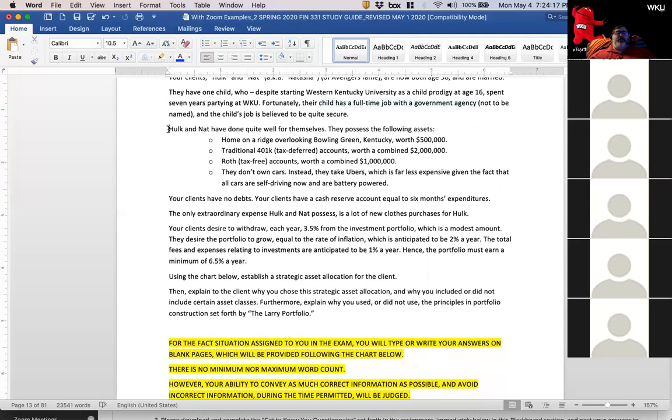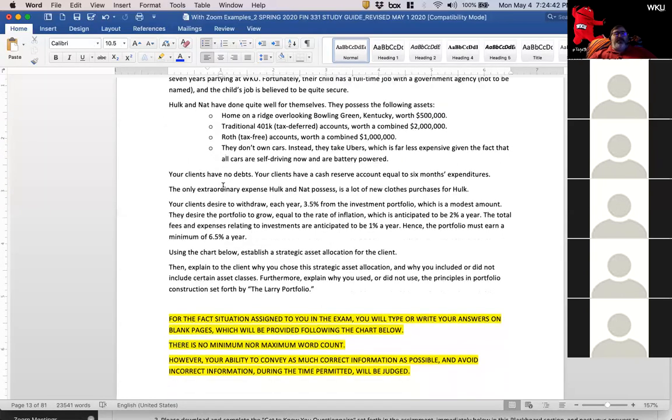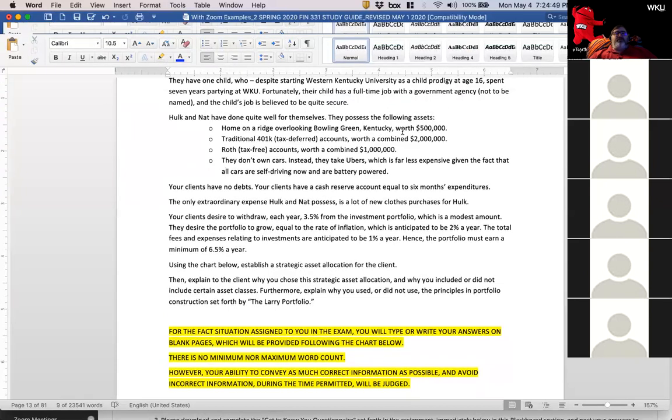So we got a married couple. They've done quite well for themselves. They possess a home worth $500,000, traditional 401k accounts worth a combined $2 million, Roth accounts worth $1 million. They must have started saving in Roth pretty early. They don't own cars. Instead, they take Ubers. All right. And this is in the future, so far less expensive then. They have no debts. They have a cash reserve equal to 6 months of their expenditures. So all this money, $2 million and $1 million, can be invested essentially.